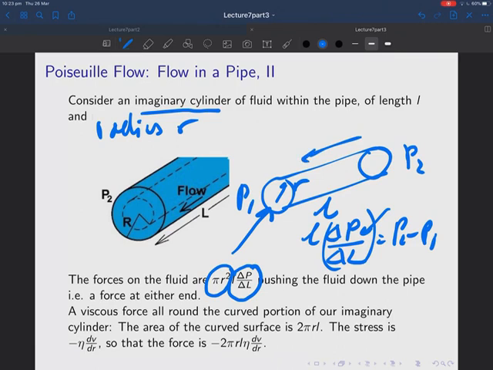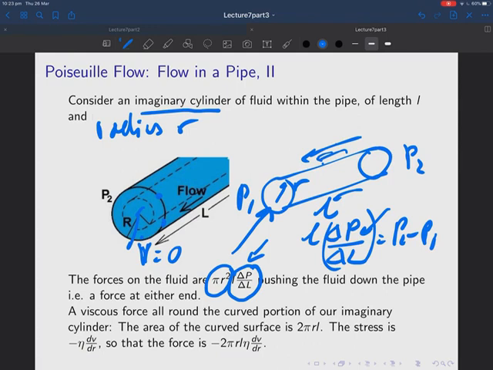So the actual force on this is basically P1 times the area minus P2 times the area, which gives us that result there. That's the two forces due to the pressure at either end. And also we have a drag, and the drag on this particular cylinder is caused by all the fluid around it slowing it down. Because remember, at the outside of the pipe the velocity must be 0. Inside the pipe we don't know what it's going to be, but at the outer boundary it's going to be 0. So you know it's going to decrease as you go outwards.